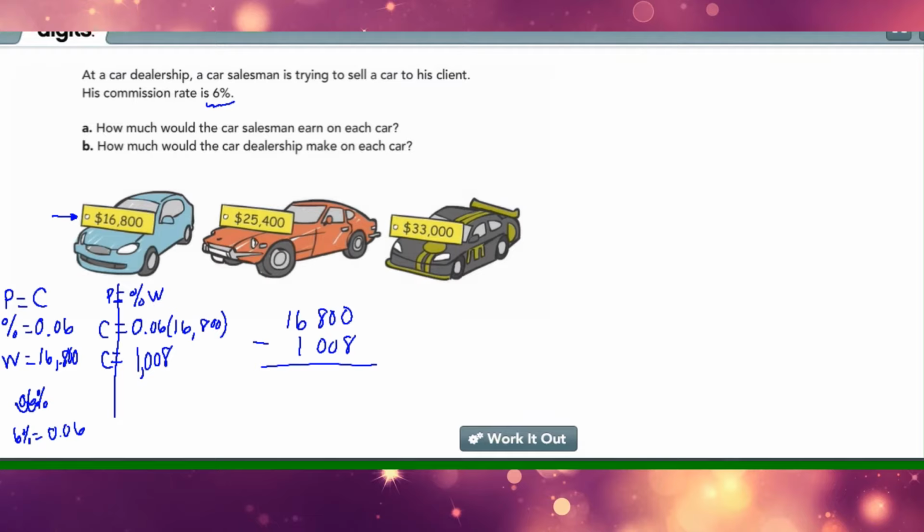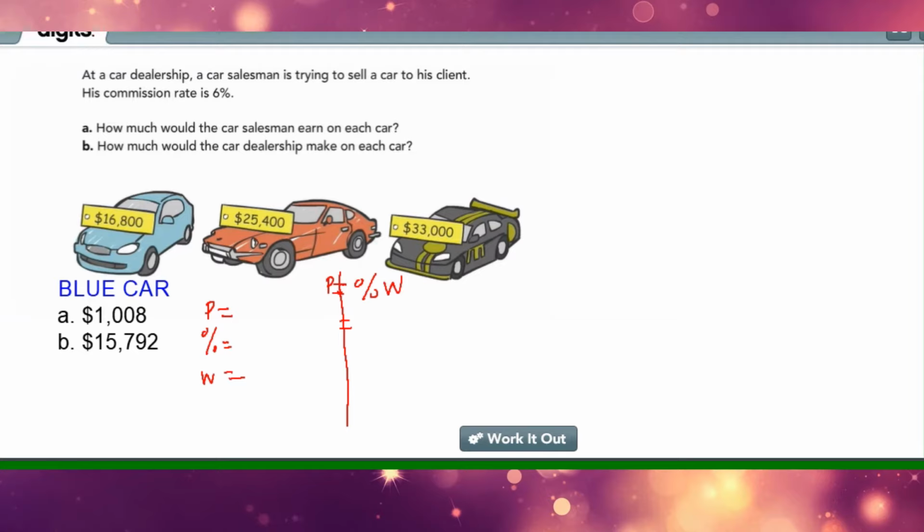16,800 minus 1,008 is 15,792. So this is how much the car dealership will make on this car, and this is the commission the car salesman will make.